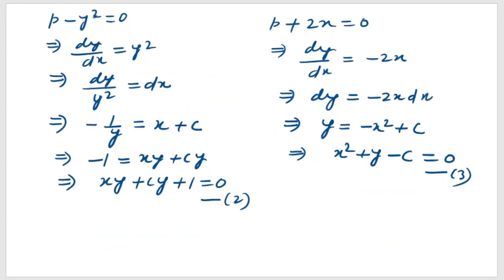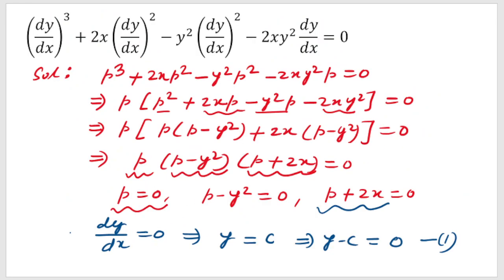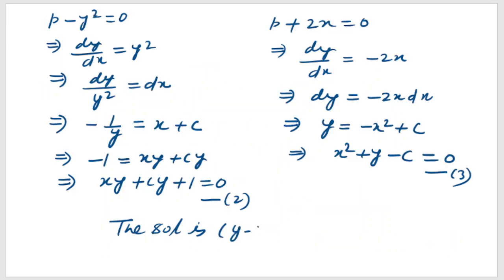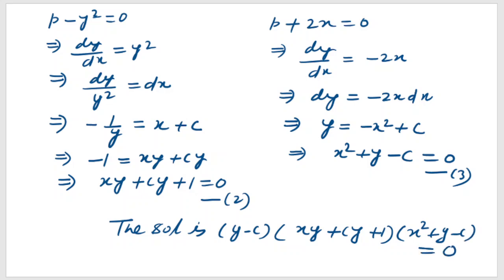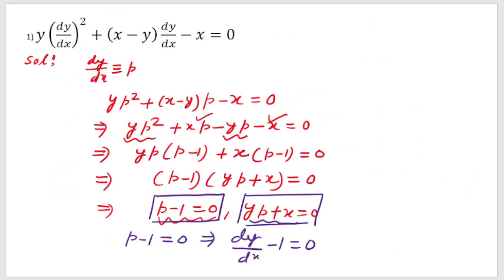So if I combine all of them, the solution will look like (y - c)(xy + cy + 1)(x² + y - c) = 0. This is how we can solve a differential equation whose order is 1 but degree is higher. And in this I have just talked about those differential equations which are solvable for p.